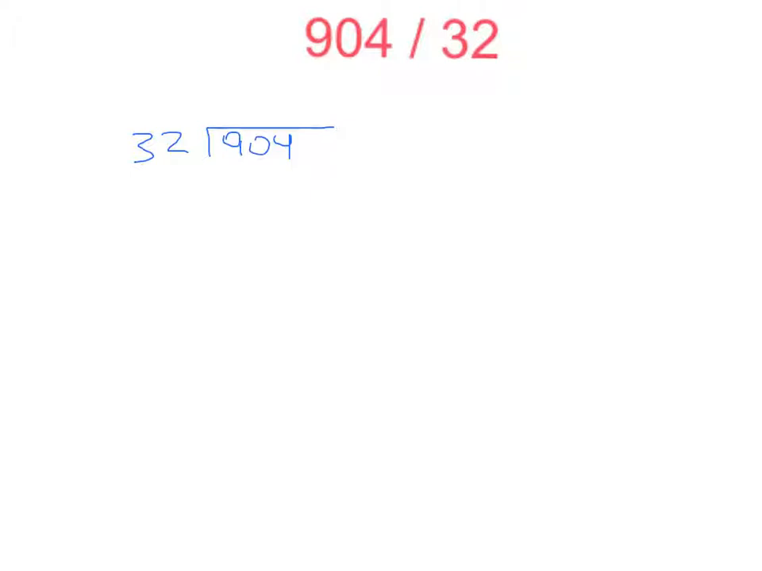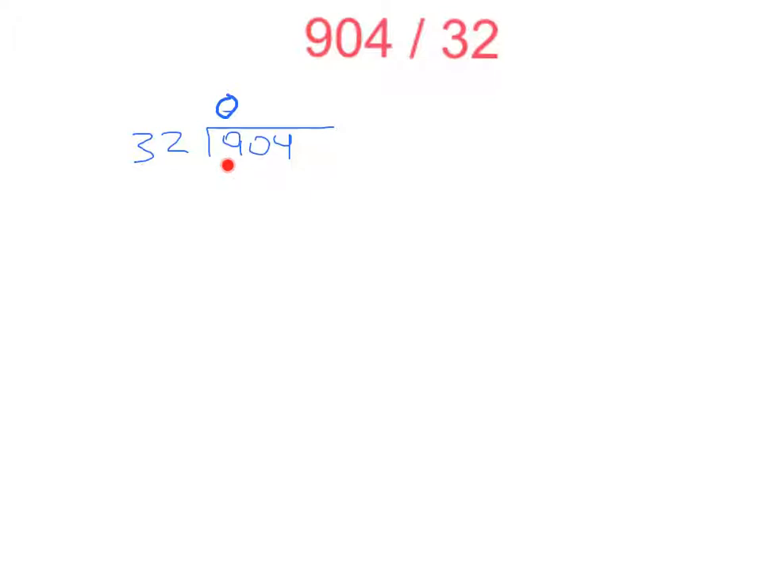The first thing I'm going to look at is my divisor of 32 going into my dividend of 904. The first thing I look at is, can the divisor go into the first digit, 9? Well, 32 is much larger than 9, so no, it can't. I'm going to put a 0 here. You don't have to, but I'm going to put a 0 just so I see the places held there.